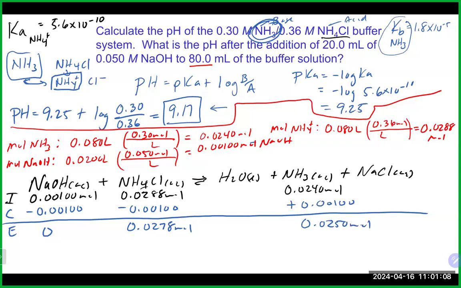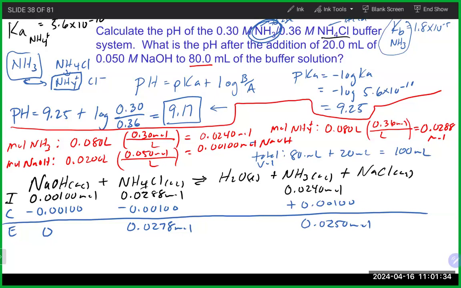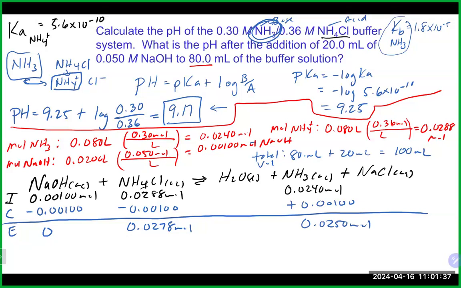It is at this point, as we talked about, that you should convert it back to molarity. So we want our total volume. So our total volume at this point is we started with 80 milliliters of the buffer. We added 20 milliliters of the sodium hydroxide. That's going to give us basically 100 milliliters as our total volume when we put them all together. That needs to be converted into liters, right? 0.1 liters by dividing by 1,000.